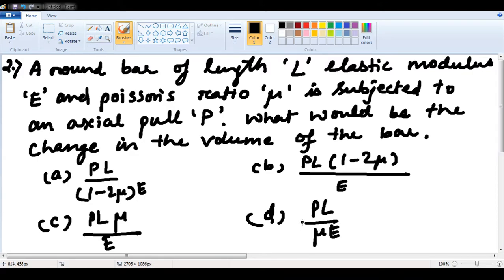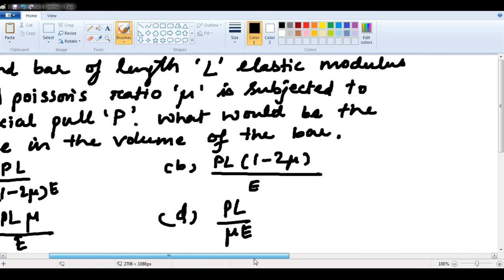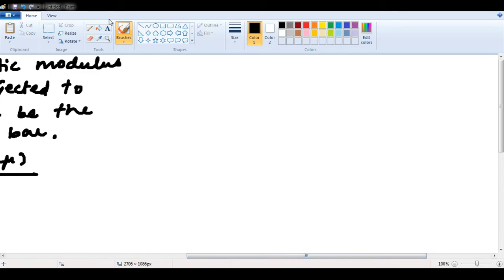Clear? A round bar of length L, a round bar means what? Cylindrical, correct? Of length L, elastic modulus E, and Poisson's ratio mu is subjected to an axial pull P. What would be the change in volume? Here the question is asking what is the change in volume. So let me take a round bar.